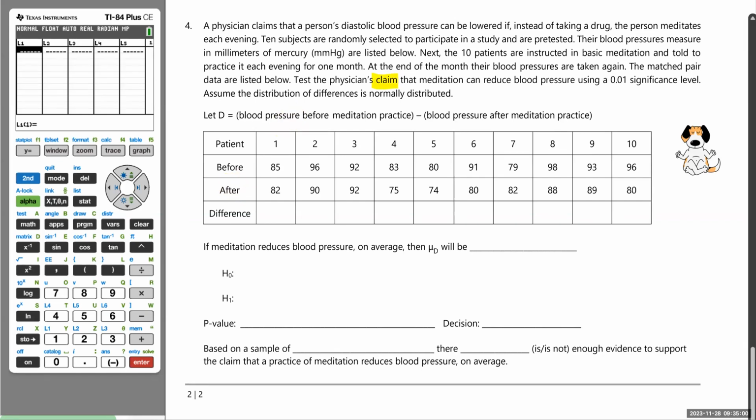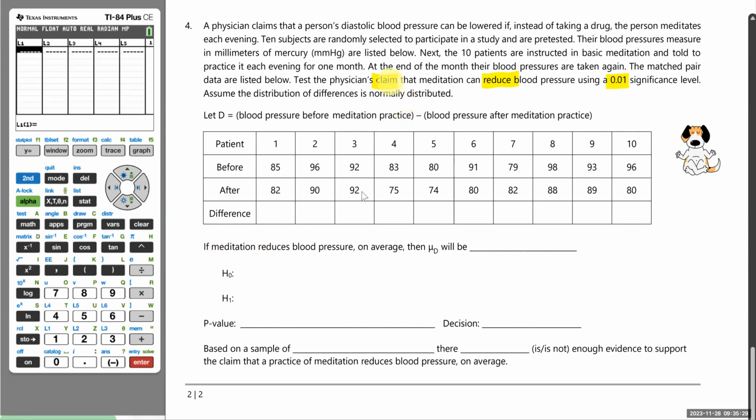So my claim is that meditation can reduce blood pressure, and we'll use a 0.01 significance level. So this time the significance level is given in decimal, which is fine. And let's check it out. So D will be the difference: they'll take their before blood pressure, their after blood pressure, and subtract.